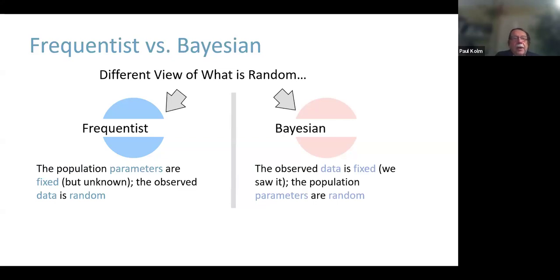For frequentists, the population parameters that we want to estimate, like a mean or a regression coefficient, are fixed. The observed data is random. From the Bayesian perspective, however, the data is fixed and the population parameters are random. That's a really important difference to keep in mind.